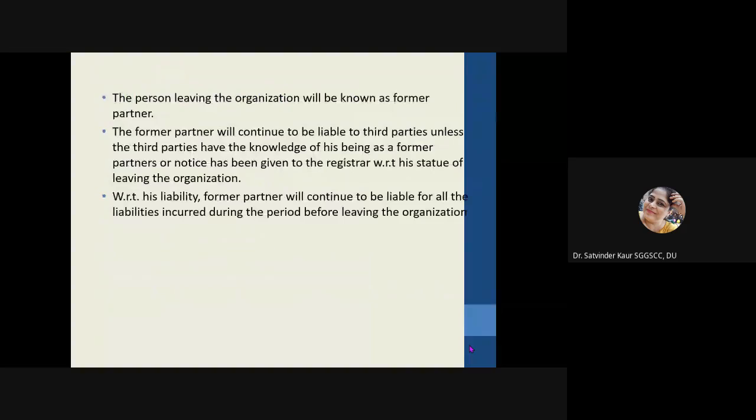Then the person who is resigning or who is leaving the particular LLP will be known as former partner. लेकिन अगर वो फॉर्मर पार्टनर डिक्लेयर हो गया है बट उसमें पब्लिक नोटिस नहीं दिया तो उसकी लाइबिलिटी थर्ड पार्टीज की तरफ बनी रहेगी एंड वंस द पब्लिक नोटिस इज बीइंग गिवन then he will be responsible only for the past transactions entered into by him. He will be held liable for his liabilities during the period before leaving the organization, not after that. But अगर उसमें third parties को notice नहीं है and they have entered into the contract with the former partner, then the former partner shall have the liability for the same.